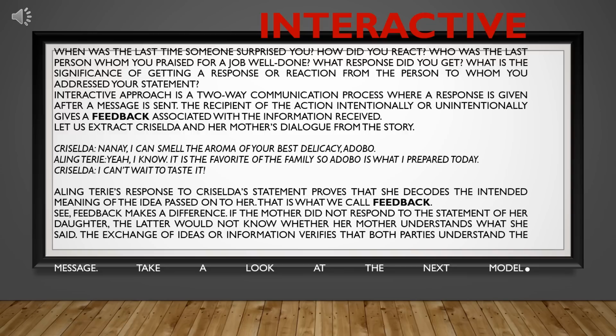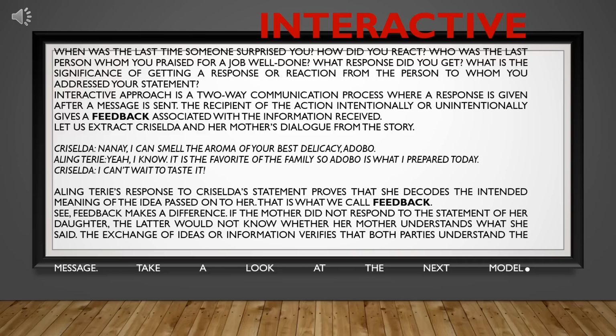But before we continue looking at the next model, the second model of communication is called interactive because unlike the linear model of communication or the Shannon-Weaver model, in this one the receiver of the message has the chance to provide feedback, just like in the conversation between Griselda and Aling Tere, wherein after Griselda commented about the aroma of the delicacy of the adobo, Aling Tere provided a feedback which resulted again for Griselda to reply.